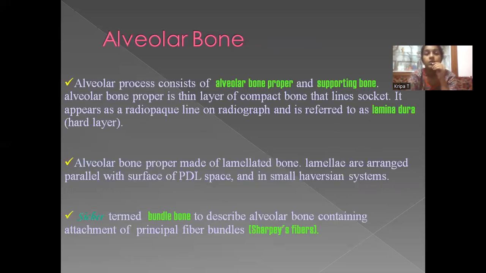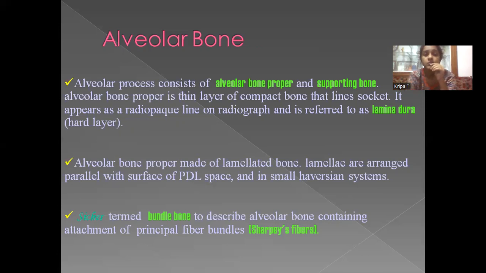Alveolar bone. Alveolar process consists of alveolar bone proper and supporting bone. Alveolar bone proper is a thin layer of compact bone which lines your socket. It appears as a radiopaque line, hence called lamina dura. Alveolar bone proper is made of lamellated bone, lamella being arranged parallel to the surface of the PDL space and in small Haversian systems.